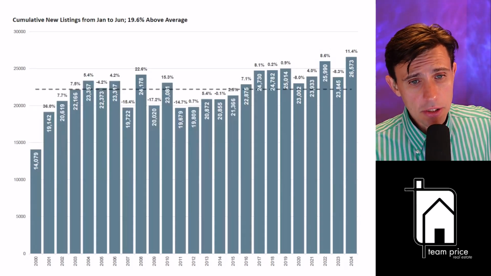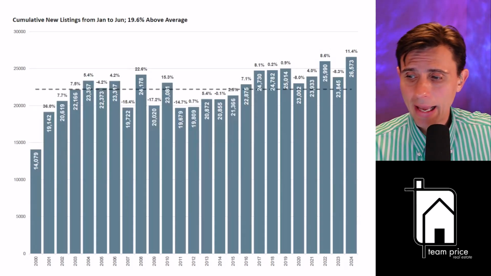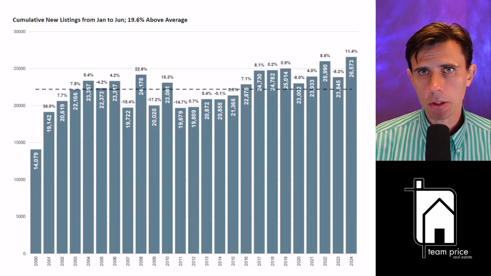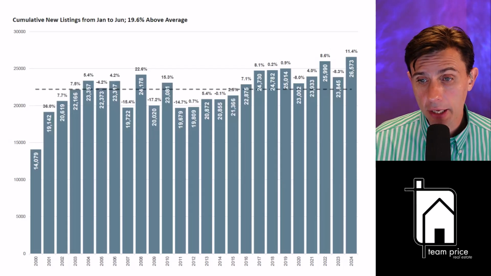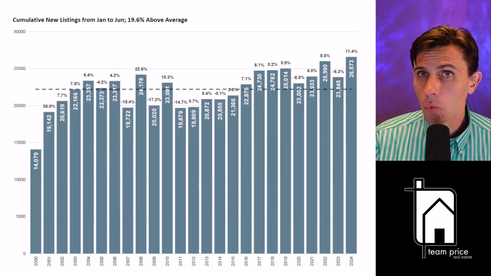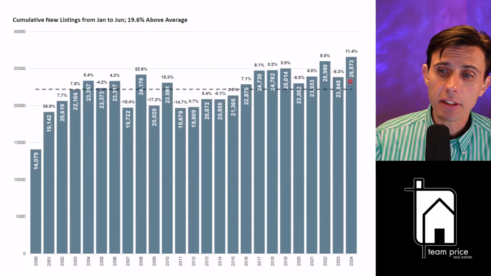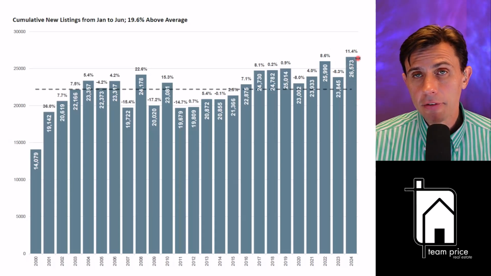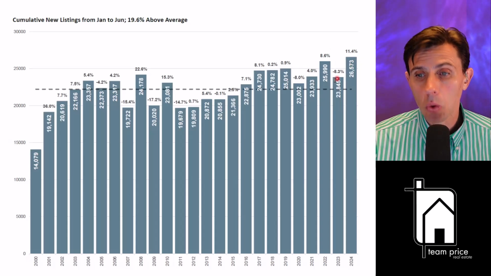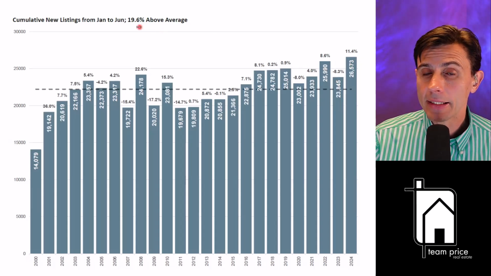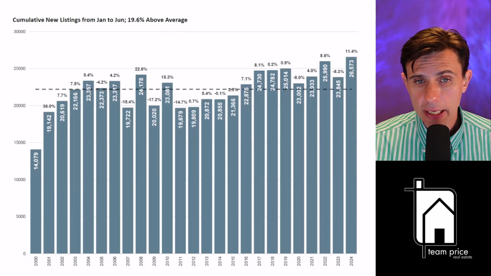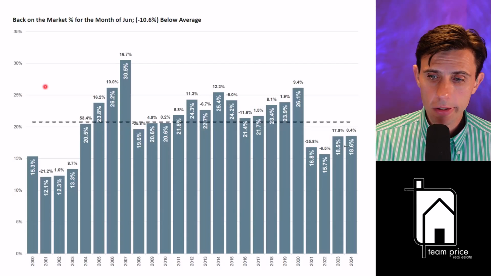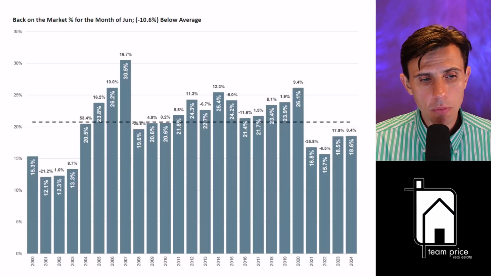Now, cumulative number of new listings, when you add everything that's come in the market, January, February, March, April, May, June, everything, we now have a record year at 26,573. That is 11.4% more than last year and 19.6% above average. When you look at back on the market, we're exactly where we were last year.